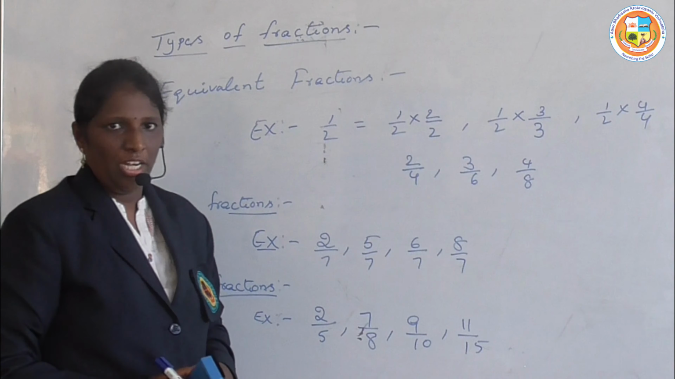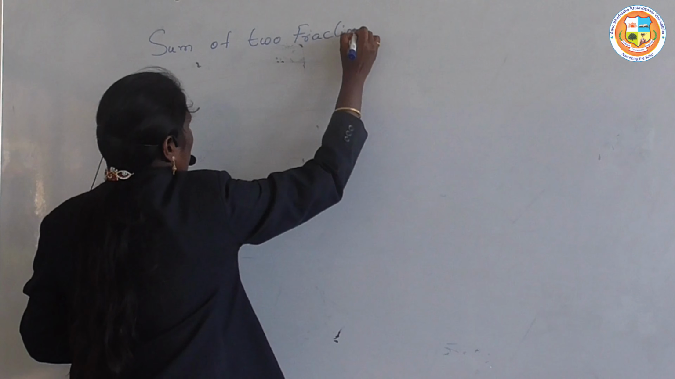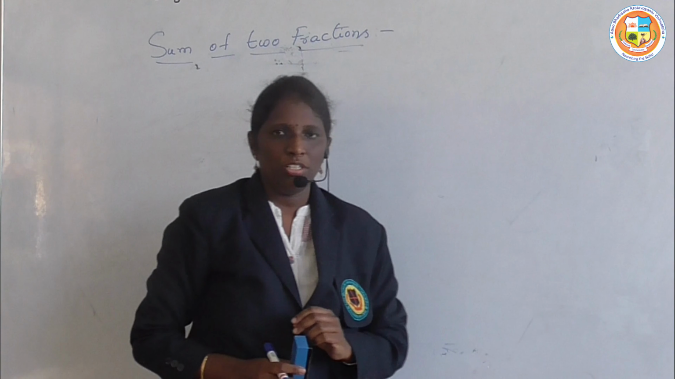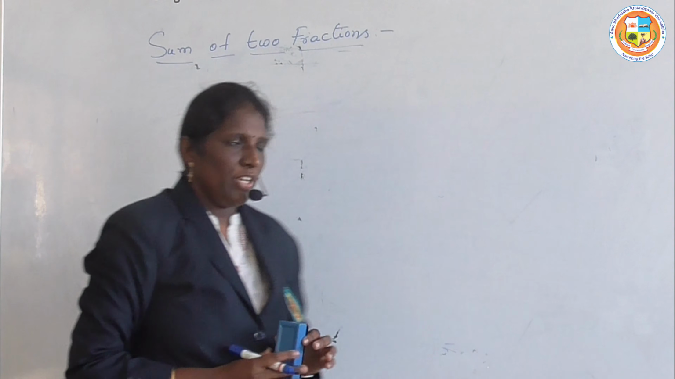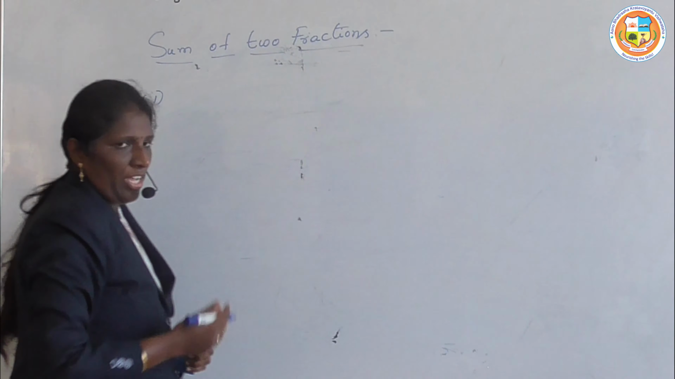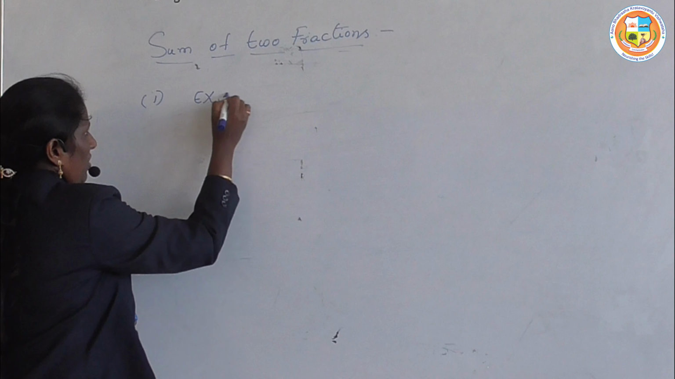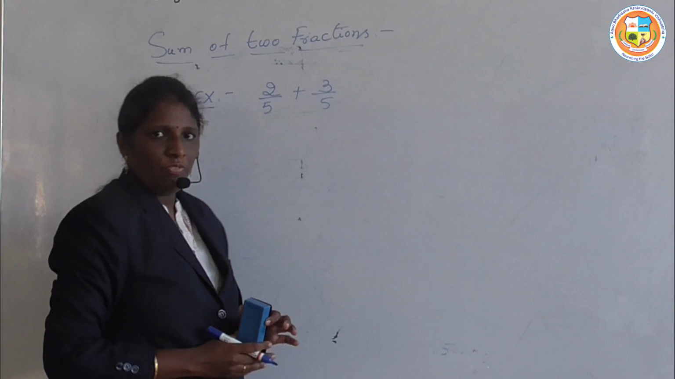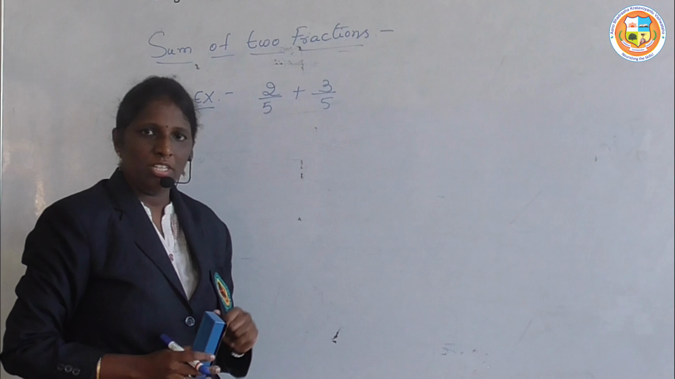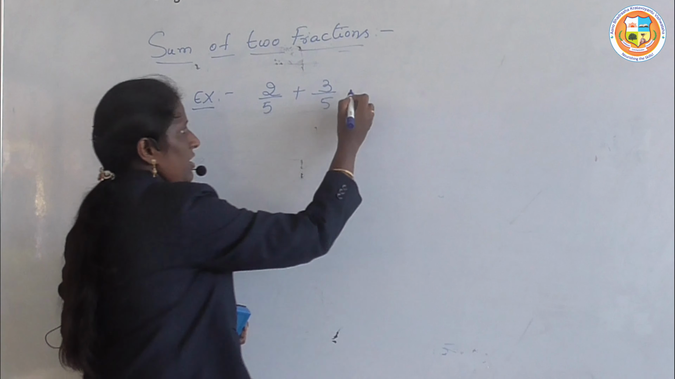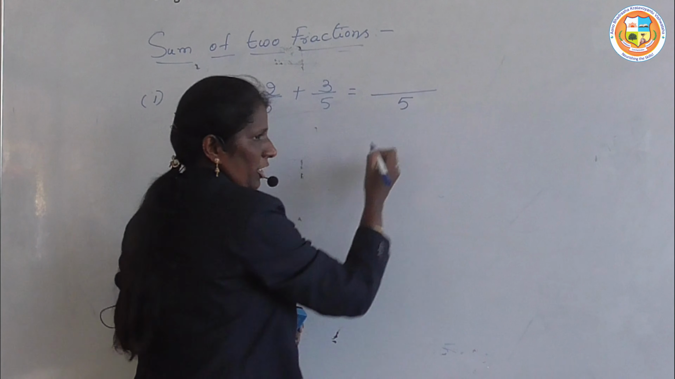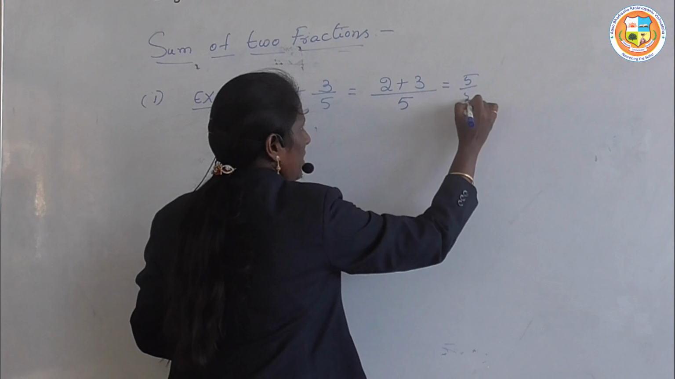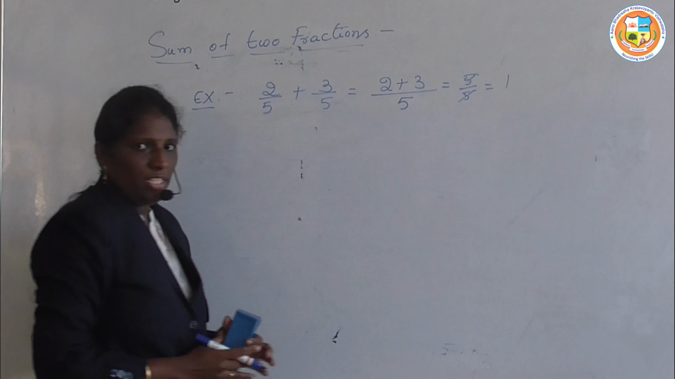Sum of two fractions. There are two cases: one is like fractions, the other is unlike fractions. Case one: the two fractions are like fractions. For example, 2 by 5 plus 3 by 5. Observe that the denominators of these two fractions are the same, so they are like fractions. Since the denominators are the same, the denominator of the result is also the same. Directly add the numerators: 2 plus 3 is 5 by 5, which is equal to 1.